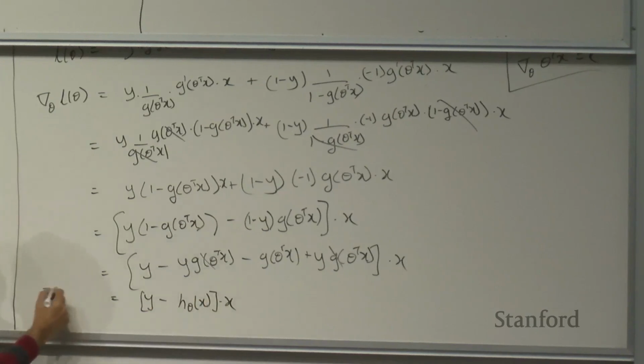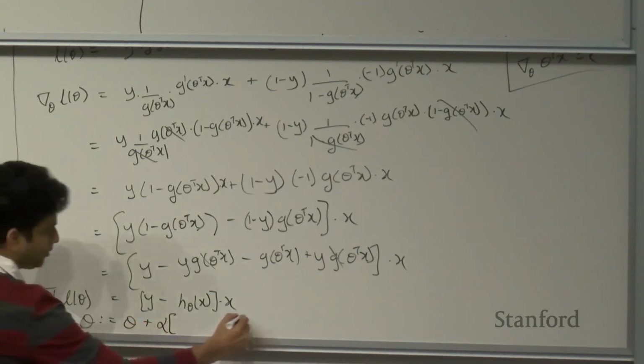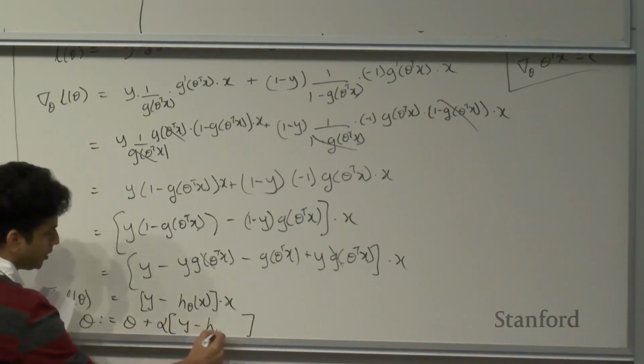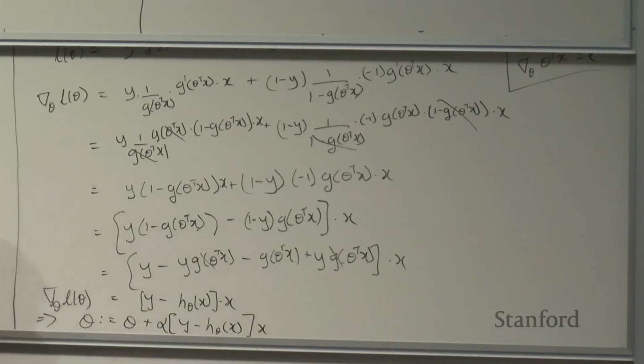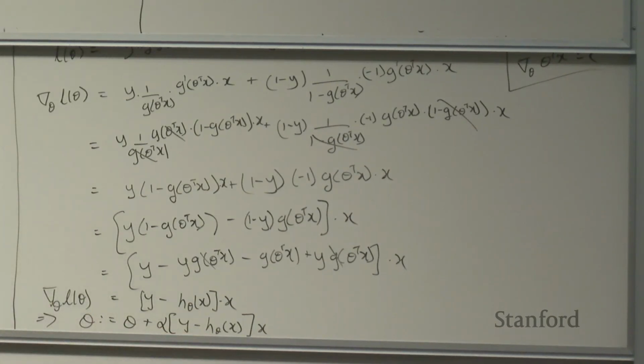So the gradient of the likelihood with respect to theta is this, which means the update rule will look like theta equals theta plus alpha times the gradient, which is y minus h theta of x times x. Right? So we basically got the same update rule as the perceptron algorithm and the same update rule as linear regression, where the only thing that changes is the definition of h theta of x. Right? And again, this is not a coincidence. You will see why it's not a coincidence, but they look very similar. Any questions on this? Yes, question.